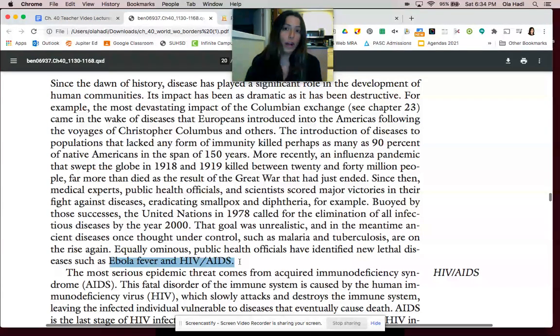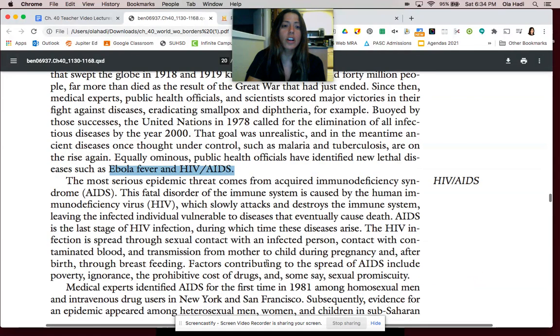Like for a while, we were all very scared that Ebola virus was going to get out of hand and spread all over the world before coronavirus hit us. Or there are diseases like MERS, Middle Eastern Respiratory Syndrome, which with certain mutations could also significantly impact our populations. And there's also HIV AIDS. So let's talk about HIV AIDS.